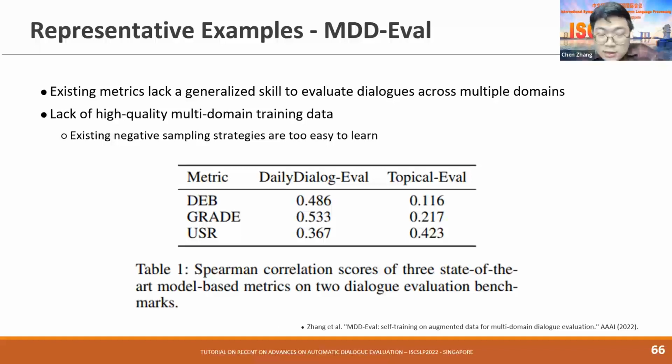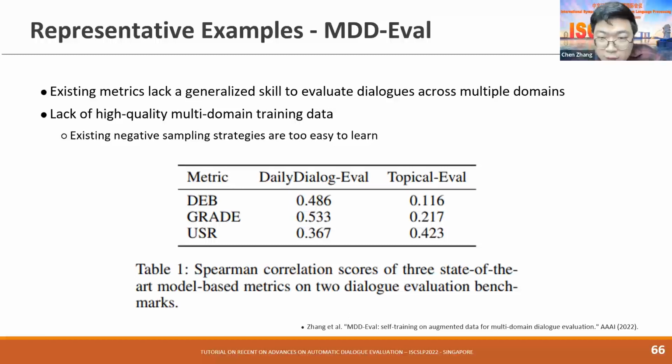So let's dive into the next metric. This metric is called MDD-Val, published in 2022. We observe that all the existing training-based metrics act like a specialized skill to evaluate dialogues across multiple domains. Some metrics perform well on a particular domain, but other metrics may perform well on a different domain. As we can see here, the DEB and GRADE metrics, which are trained on the daily dialogue domain, generally perform well on daily dialogue benchmarks. USR, which is trained on the topical chat domain, performs well only on topical chat benchmarks.